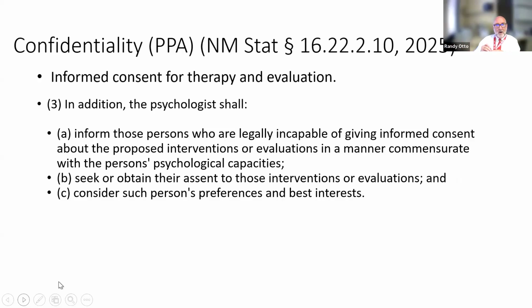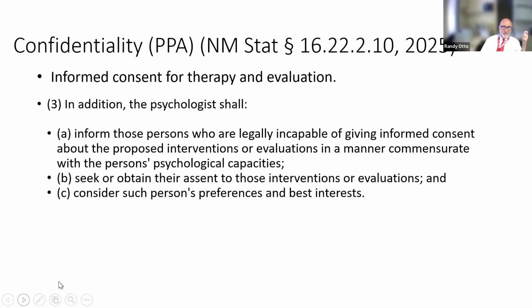Informed consent for therapy and evaluation. In addition, the psychologist shall inform those persons who are legally incapable of giving informed consent about the proposed interventions or evaluations in a manner commensurate with their capacities. This is really, I would say, a reference to seeking assent from persons who don't have capacity, like a child or like someone who's lost the right to consent by way of a guardianship proceeding or something like that, seeking or obtaining their assent and considering their person's preferences and best interests.